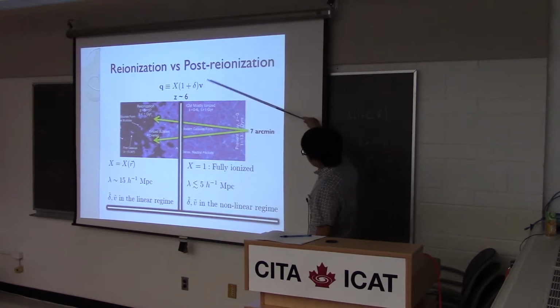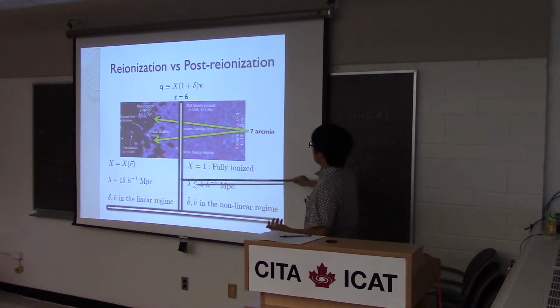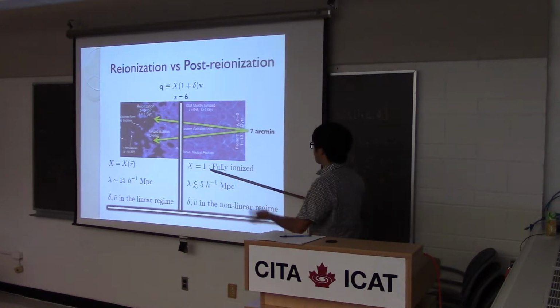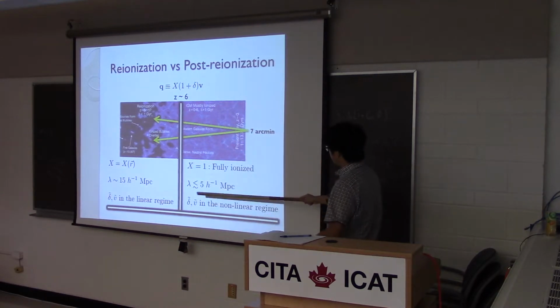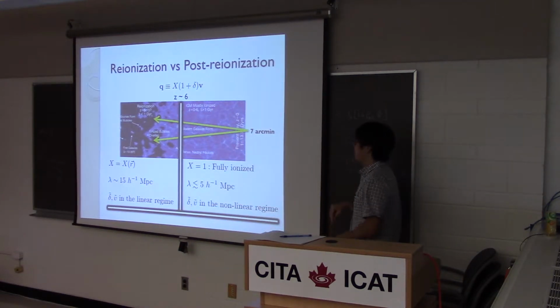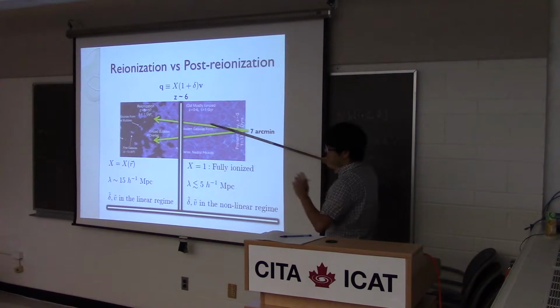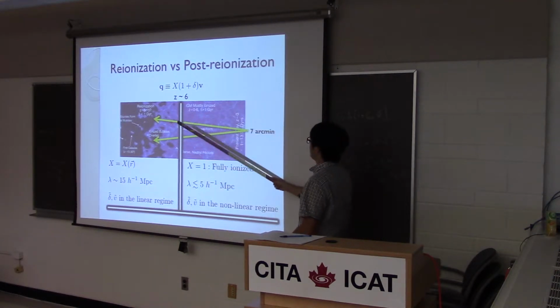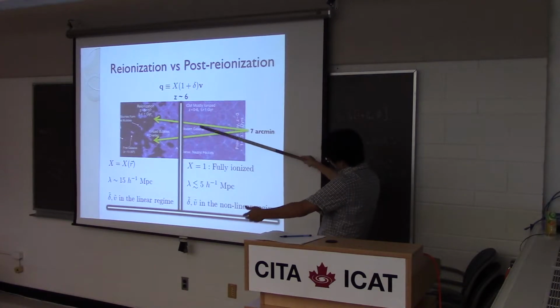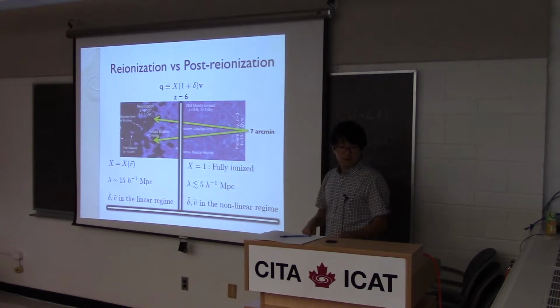In the post-reionization regime, it's simpler in a sense that everything is ionized, so we can just say x equals 1 and take it out. But then the density and velocity fields are in the nonlinear regime, because it's more evolved, it's lower redshift, and also we are looking at smaller scales as it gets closer to the observer.